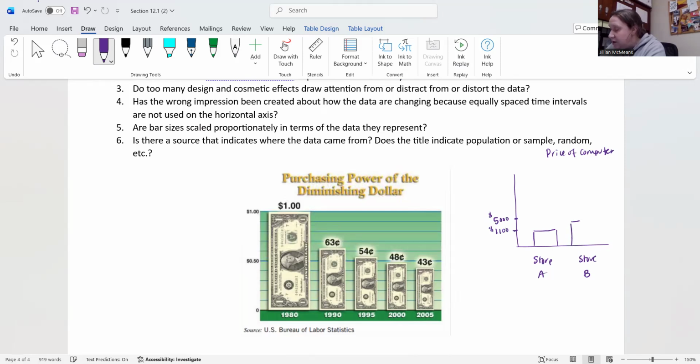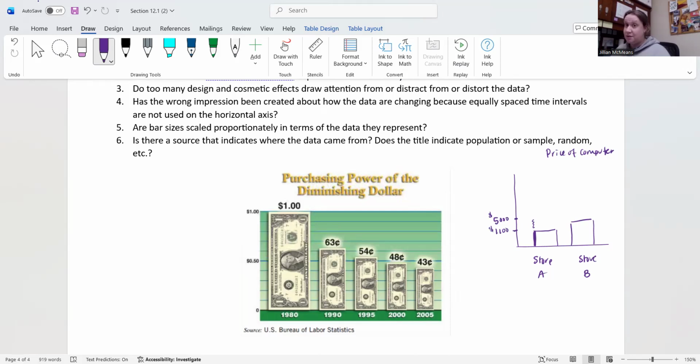So it looks like the computer at store B isn't really that much more expensive, but in reality, it's like 5 times more, okay? Because we have an inconsistent jump here. If you have this much height for 1100 and only this much to represent the remaining up to 5000, that's really inconsistent. It doesn't show how much more expensive the computer is at store B compared to store A. So you have to make sure you have these consistent intervals so as not to mislead your reader.